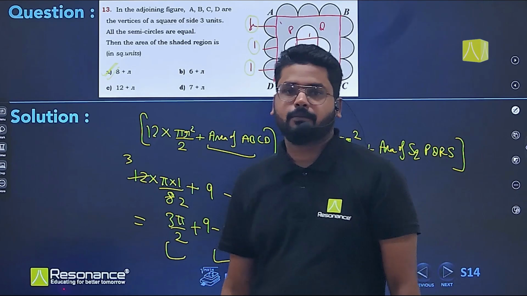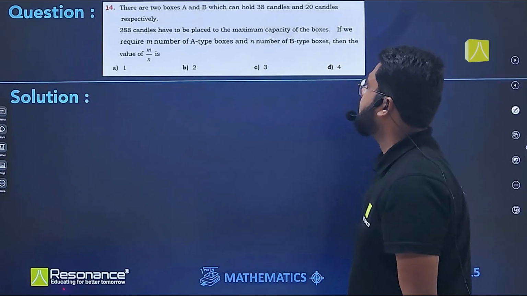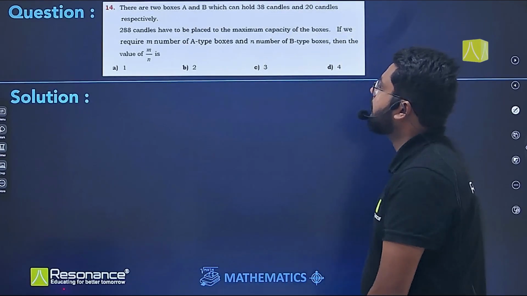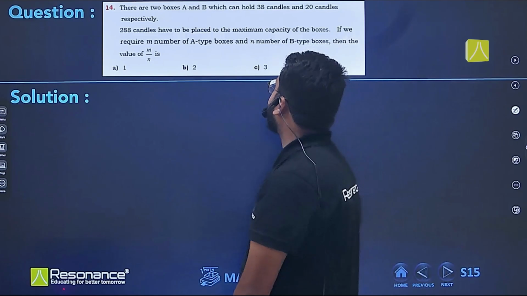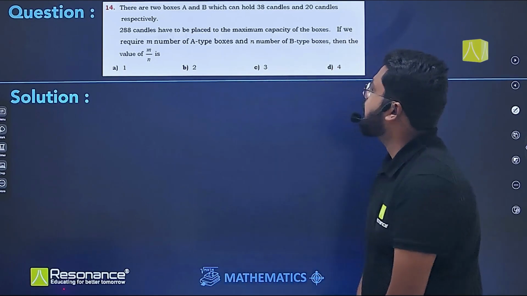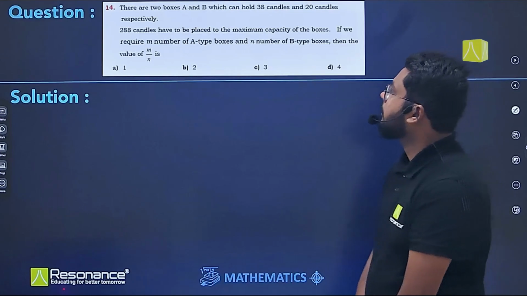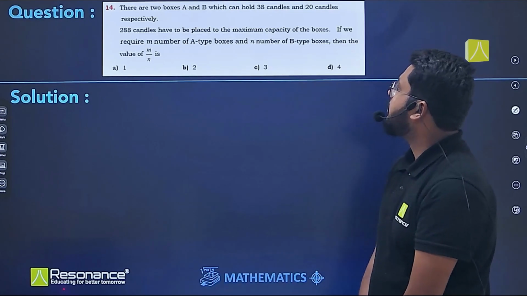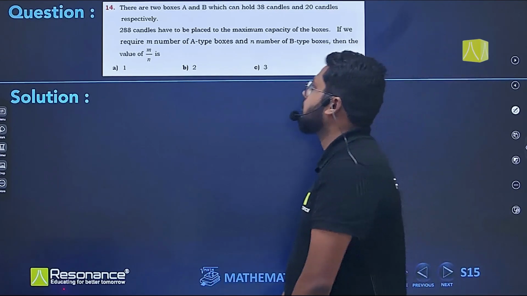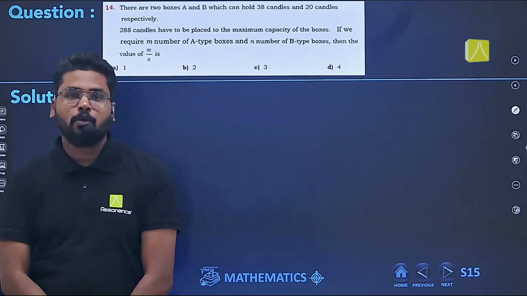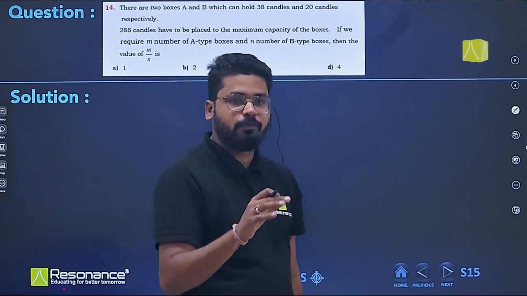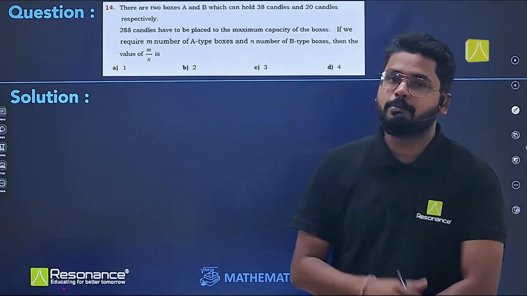Okay. Now question number 14. There are two boxes A and B which can hold 38 candles and 20 candles respectively. 88 candles have to be placed to the maximum capacity of the boxes. Means, if suppose box A can carry 50 candles, then we have to put 50 candles in it. We cannot leave a space behind.